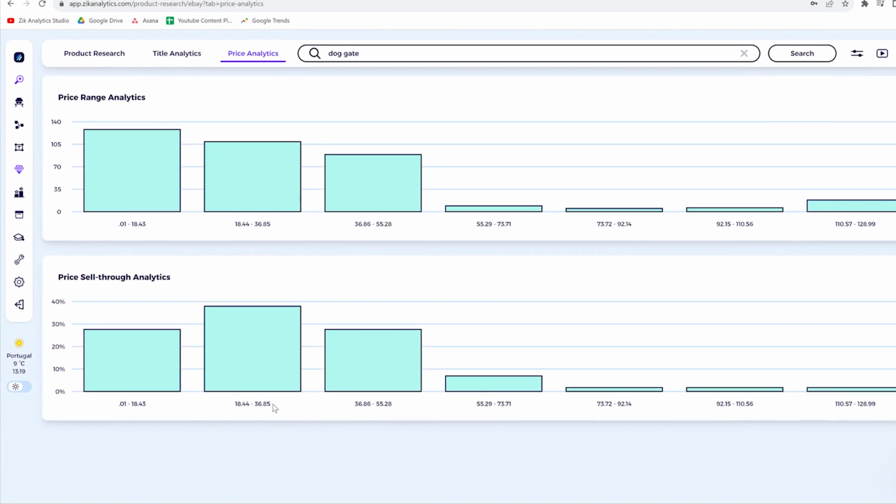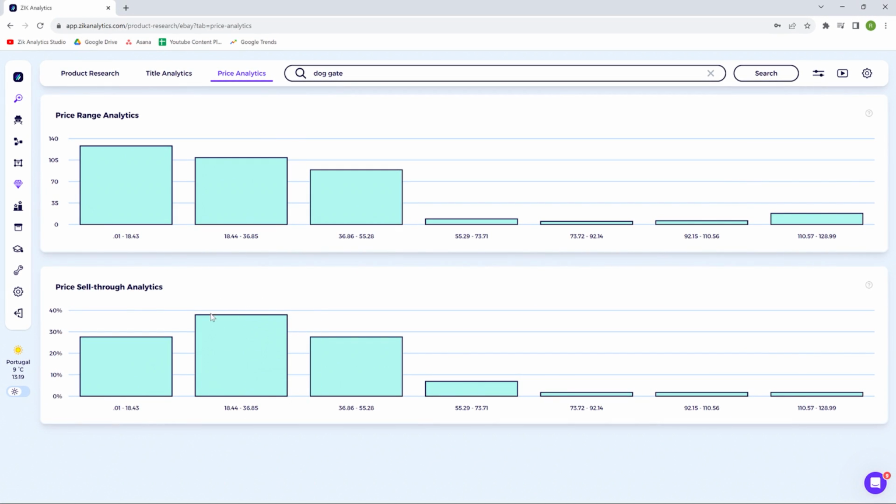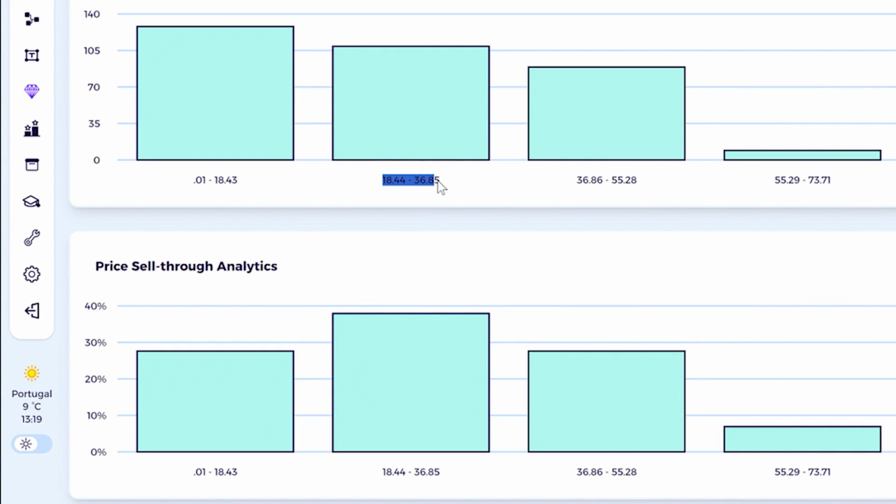$36.85. So if I was going to sell a product like a dog gate, I would most likely place my item around this price range with the sell-through rate right here.